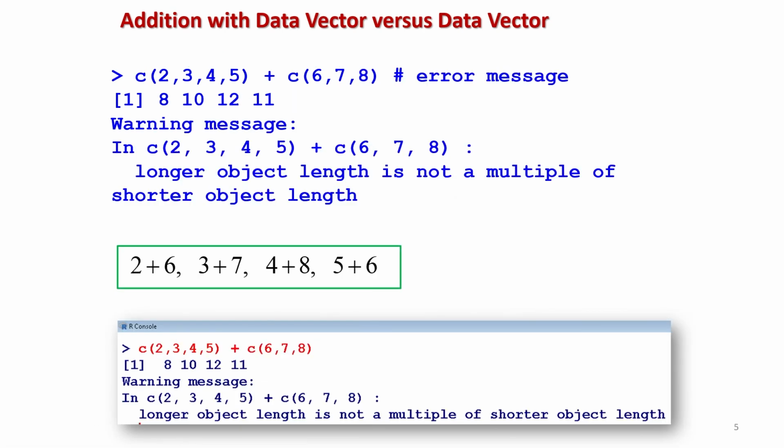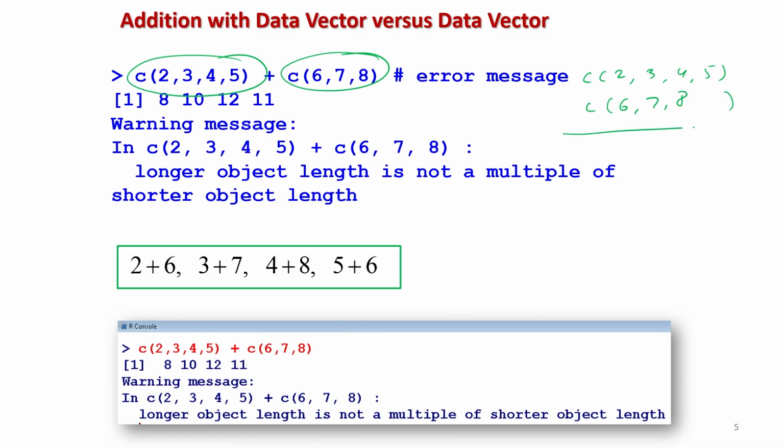Now, if I make two data vectors of different sizes, then you see what happened. I take one data vector c(2, 3, 4, 5) and another c(6, 7, 8). The rule is the same. If I want to add them, the numbers at the respective positions are added. So 2 plus 6 is equal to 8, then 3 plus 7 is equal to 10, then 4 plus 8 is equal to 12.